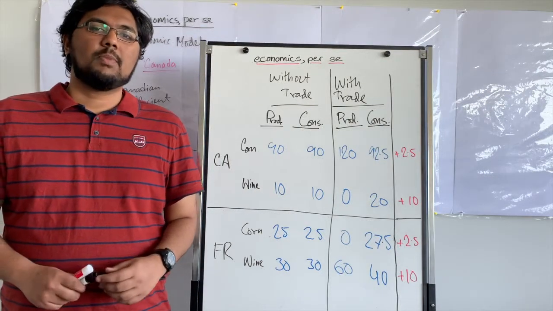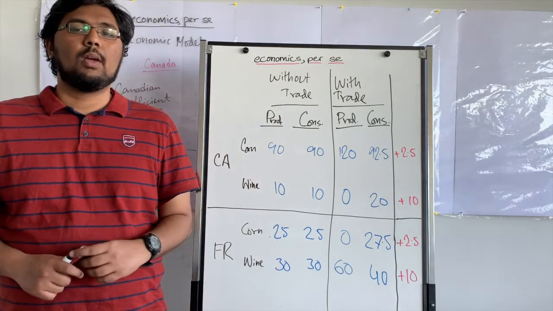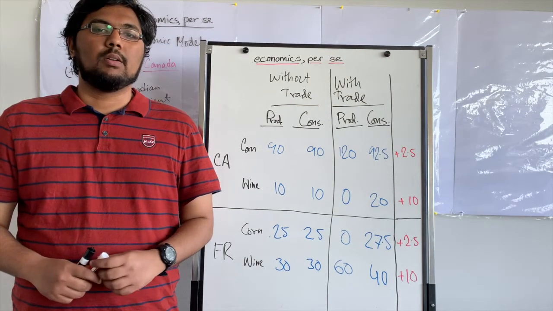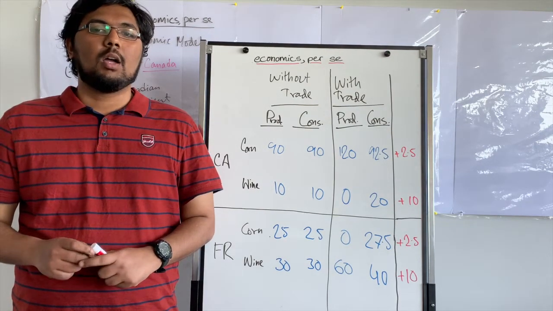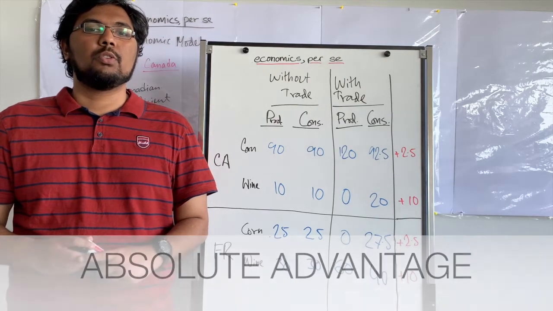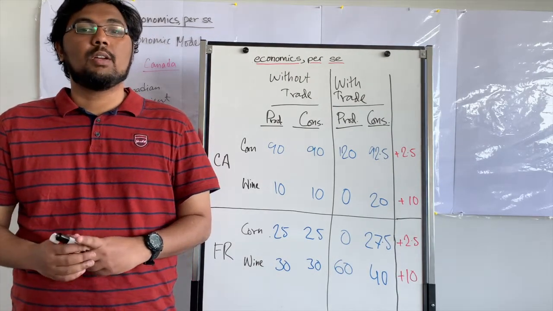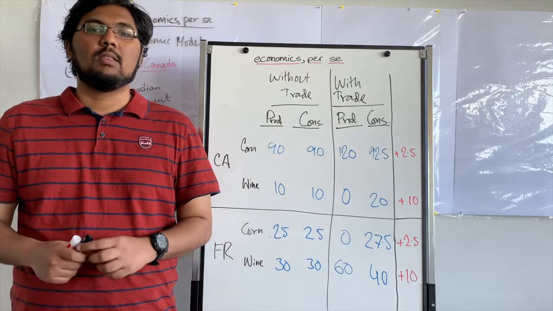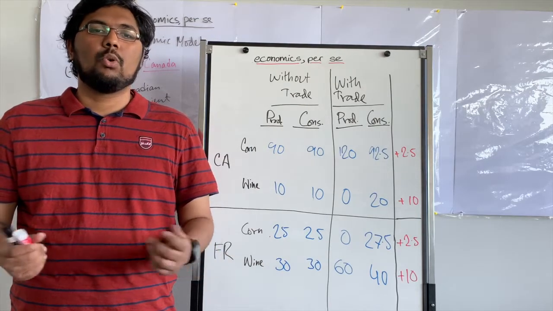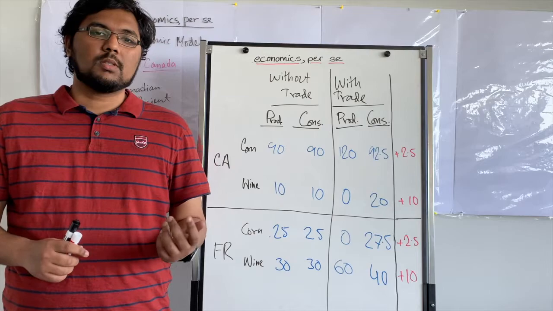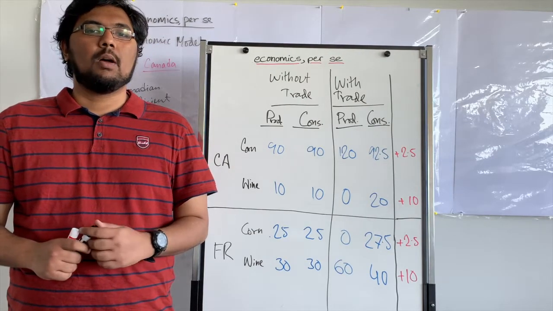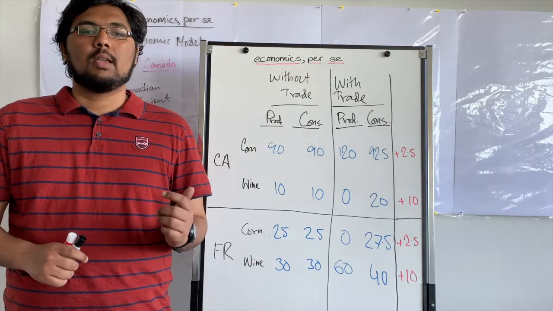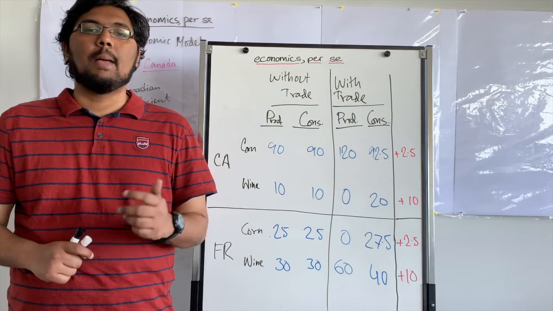There is another concept that we have to take into consideration while analyzing trade between two countries, and that concept is absolute advantage. A country is said to have an absolute advantage in producing a good or a service if the country can produce more output per worker of that good or service than the other countries. Again, the same would go for an individual. Suppose in our case, Canada is better than France in producing both corn and wine. In that case, Canada will be said to have an absolute advantage.